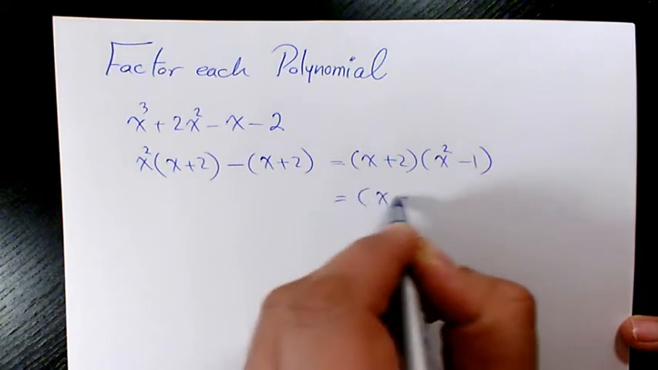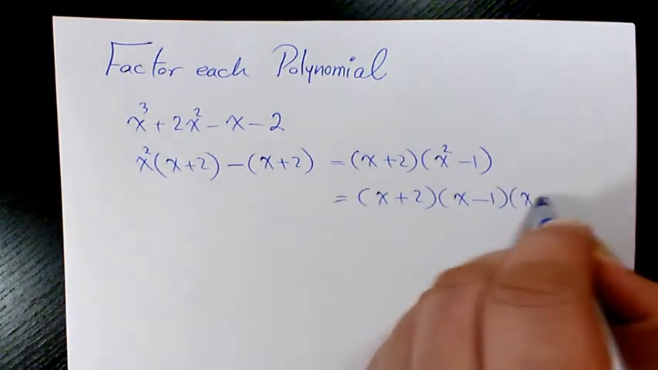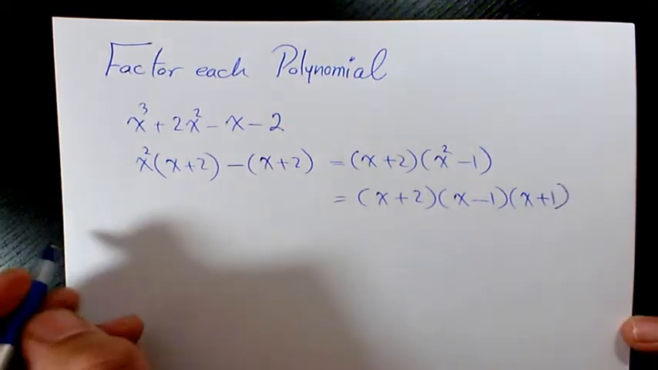So you can write it as x plus 2, and here we have a difference of squares, so I write it as x minus 1 times x plus 1.